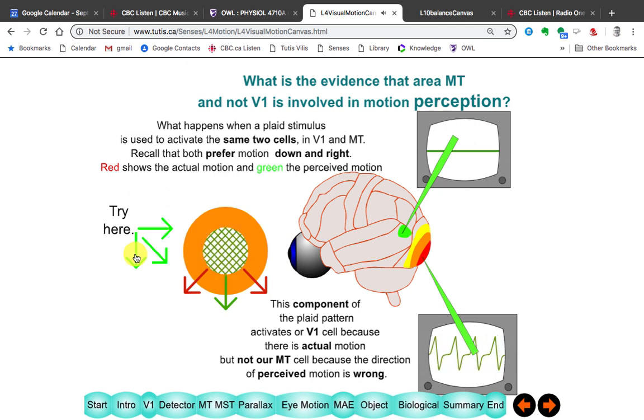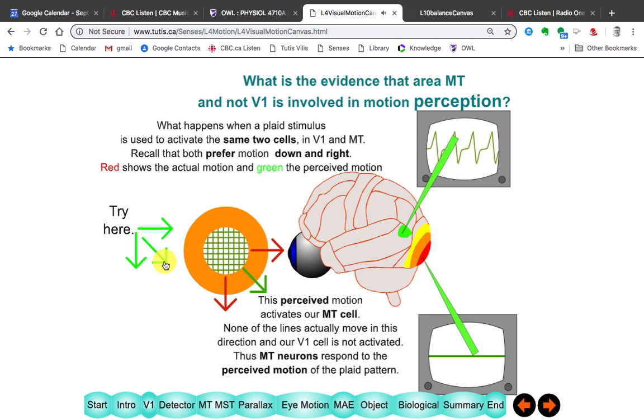Again, there is physically a line moving down to the right, and that's why this cell is firing. Finally, if we do, I think it's this one.